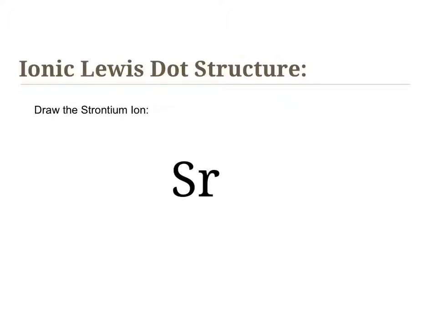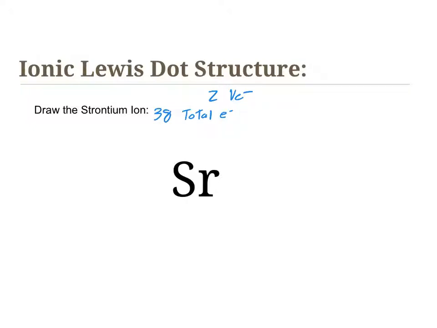All right. The strontium ion. Let's talk about this for a second. Strontium has how many valence electrons? 2. It has 2 valence electrons. It has 38 total electrons. Now, here's the problem. How many electrons does strontium need to gain to get to 8? It has 2 valence electrons. How many would it need to gain to get to 8 valence electrons?